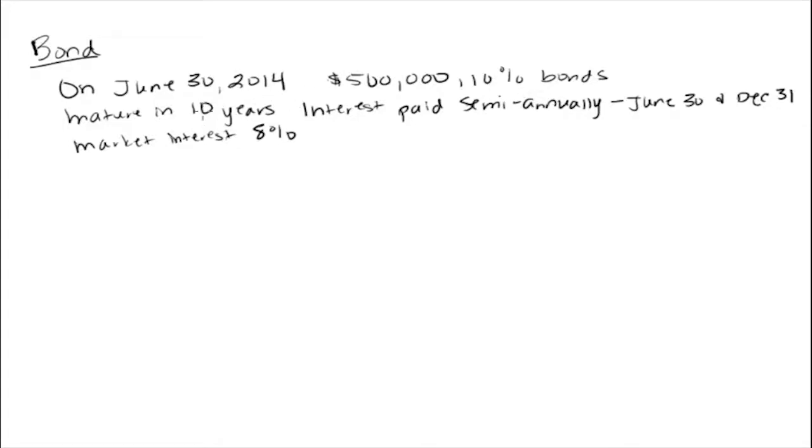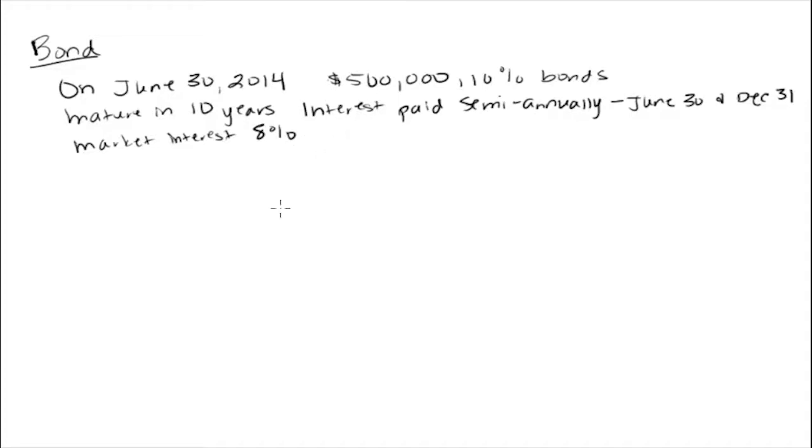The term is 10 years, so in 10 years, they're going to be due. We're going to pay them back, but over that 10-year period, we're going to pay interest semi-annually. So every 6 months, we're going to pay out our interest payments. And again, that's what we need to know this 10% for, is to calculate how much interest we're going to pay our bondholders. Then we also need to know this market rate of interest. Market rate is 8%. Okay, that's going to help us know something about the issue price.